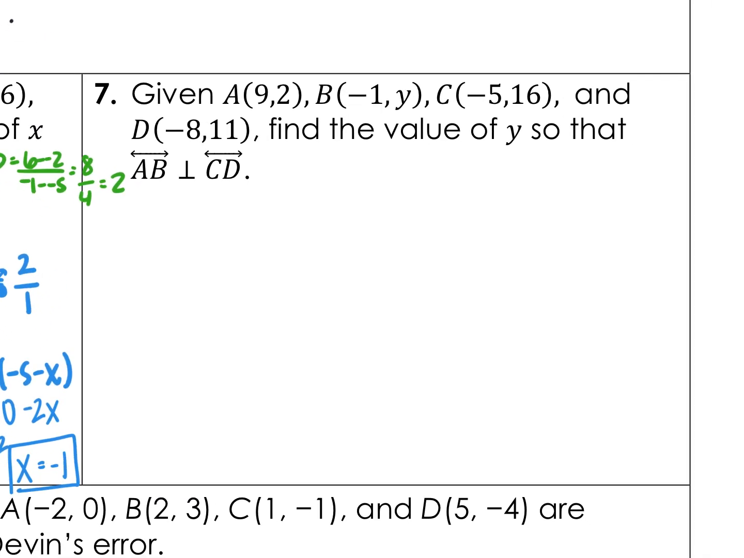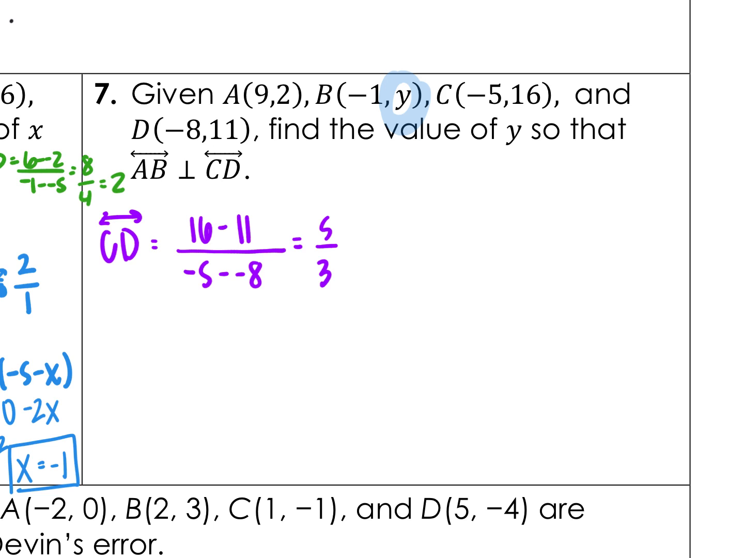Similarly, on number 7, we're trying to figure out what value we need to make y so that we can make the lines perpendicular to each other. So we're going to start out, we want to find first the slope of CD, and we can find the slope of CD because we're given both the ordered pairs. So let's do 16 minus 11, the change in the y's, over the change in the x's, -5 minus -8. 16 minus 11 gives us 5. Negative 5 minus negative 8 gives us 3. So that's the slope of CD.